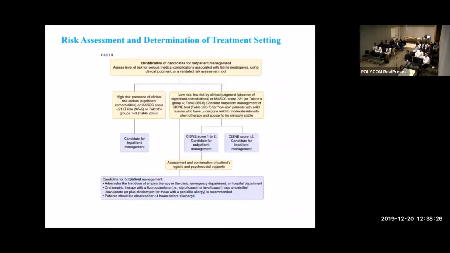And then in the second part, if the patient is high risk, obviously you're going to admit the patient and do inpatient management. And if the patient is low risk, then there are other possibilities regarding outpatient management. I think that's very controversial at this point, and it would be a different topic for a different discussion. But now there's evidence that low risk patients can be managed as outpatients.